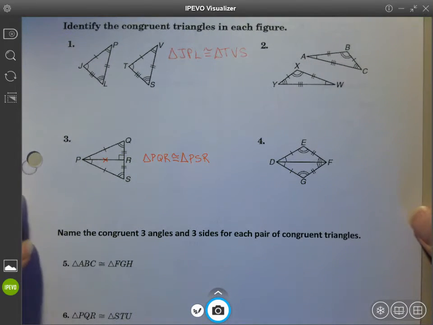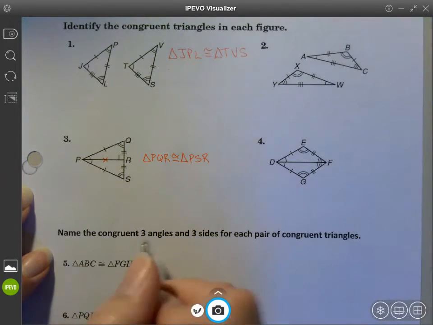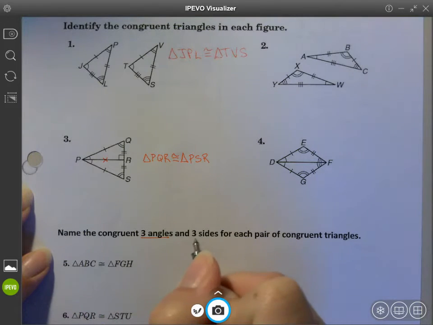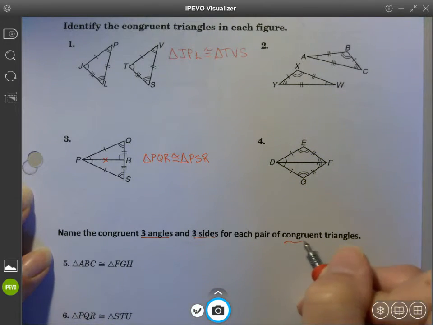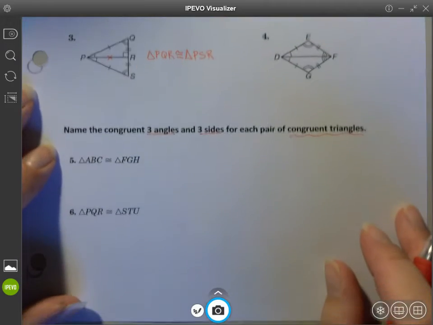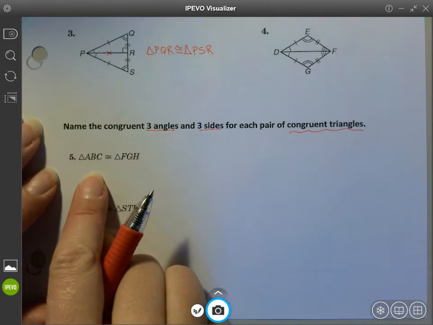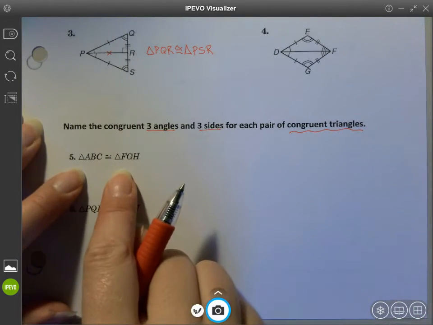All right, so you have 2 more to do. You can knock those out. Numbers 5 and 6 say name 3 congruent angles and 3 congruent sides for each pair of congruent triangles. So they are giving me the triangle congruent statement. Here you had to give that, and I just need to match them up.